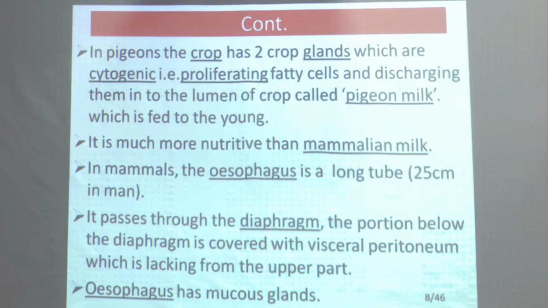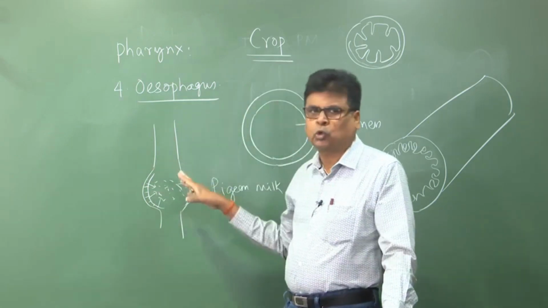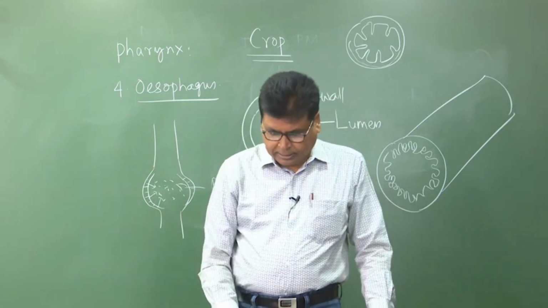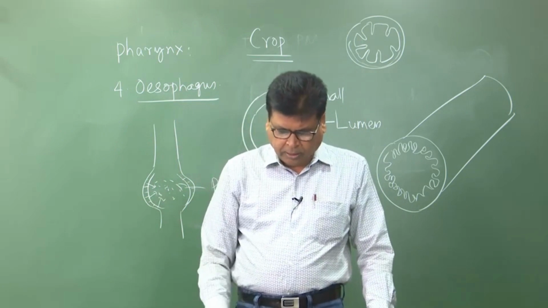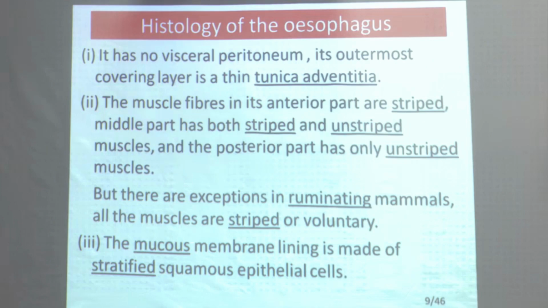And the oesophagus has mucous glands. In mammals, the oesophagus also has mucous glands, which secrete mucus. So, this is the oesophagus. Then come to the histology of the oesophagus. What type of cells are present in the oesophagus? That is the histology of the oesophagus.